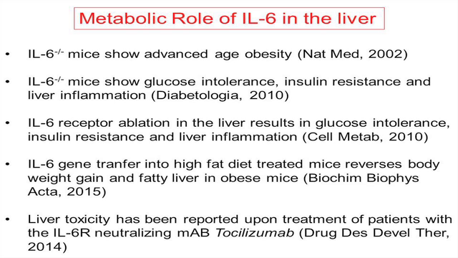We also know that IL6 receptor ablation only in the liver leads more or less to the very same phenotype: again, glucose intolerance, insulin resistance, and liver inflammation. And we know that IL6 gene transfer, so if you have more IL6 signaling or more IL6 in the body, reverses body weight gain and fatty liver in obese mice. Liver toxicity has also been reported upon treatment of patients with the already mentioned tocilizumab. So there seems to be a very strong connection between liver, IL6, and metabolism.